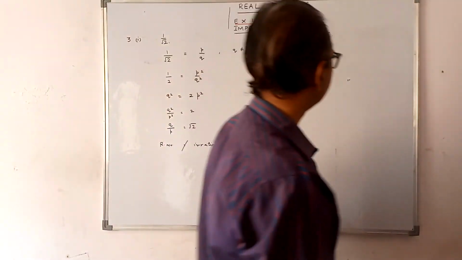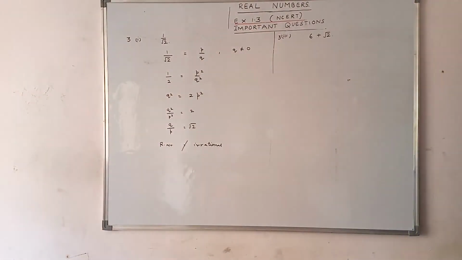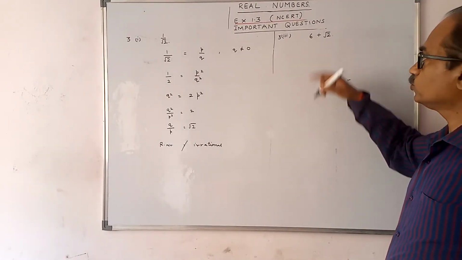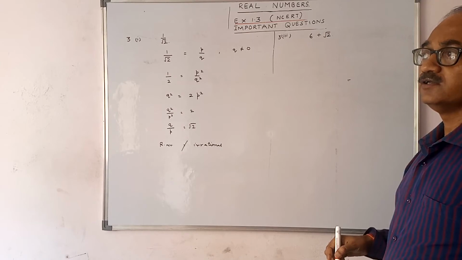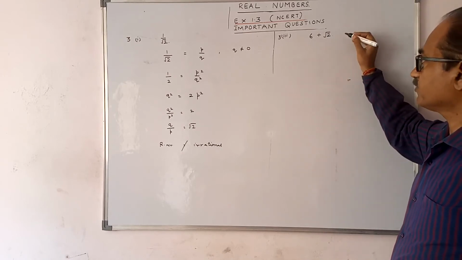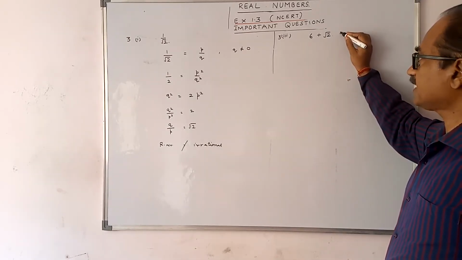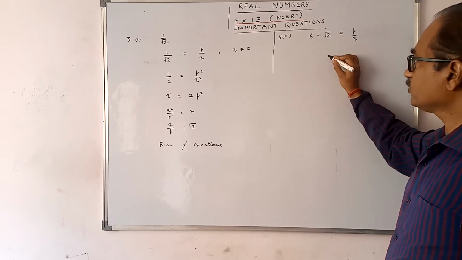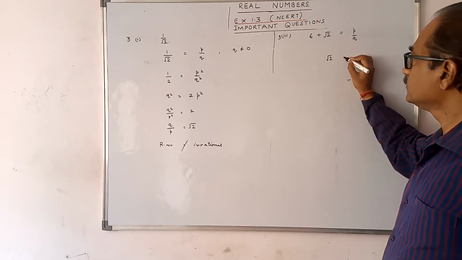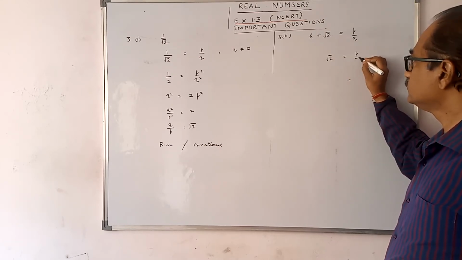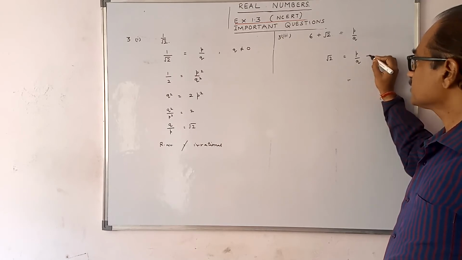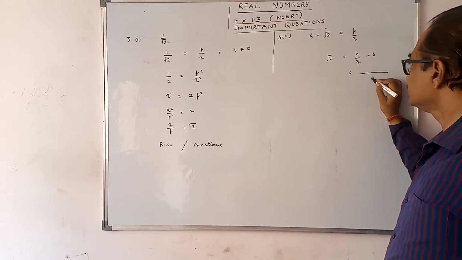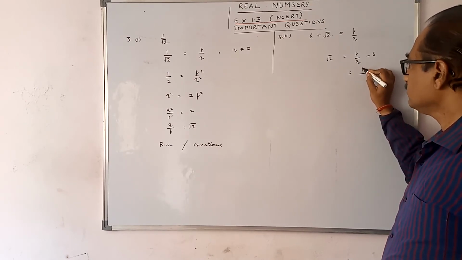See this question now, 6 plus root 2. Again, we will use the same method here, method of contradiction. Let 6 plus root 2 be not an irrational number, therefore it should be a rational number. If it is a rational number, it can be expressed in the form of P by Q. So you see root 2 is equal to P upon Q minus 6, that is equal to, Q is the LCM here, P minus 6Q upon Q.